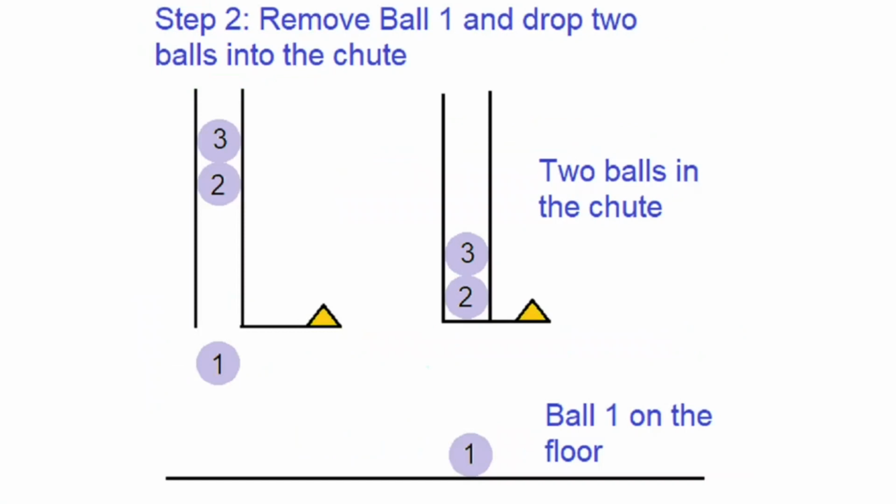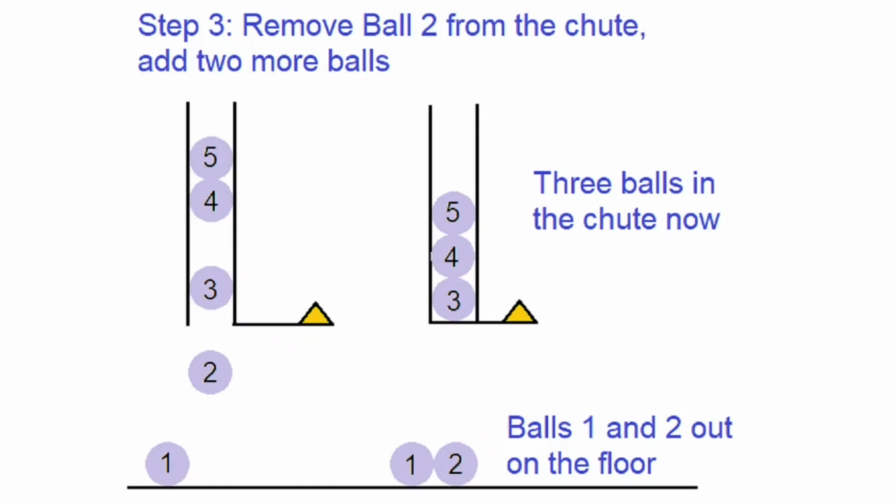The next step consists of removing ball 1 and dropping the next two balls into the chute. Here we pull the handle, ball 1 drops out to the floor, and we put the next two balls, 2 and 3, into the chute. In the end, we have ball 1 sitting on the floor and balls 2 and 3 sitting in the chute.